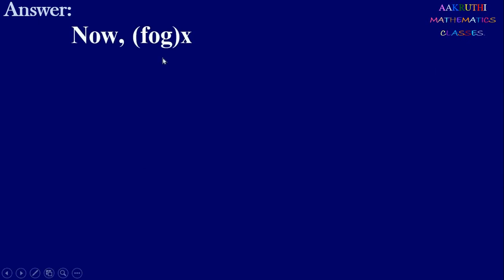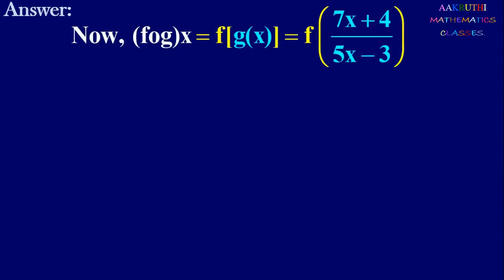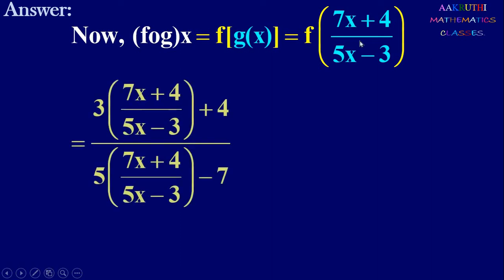Now first we find f composite g of x. So it is f of g of x, and here it is given g of x is 7x plus 4 divided by 5x minus 3. So it is of the form f of x, and here it is given f of x is 3x plus 4 divided by 5x minus 7. But in place of x we have to write 7x plus 4 divided by 5x minus 3.